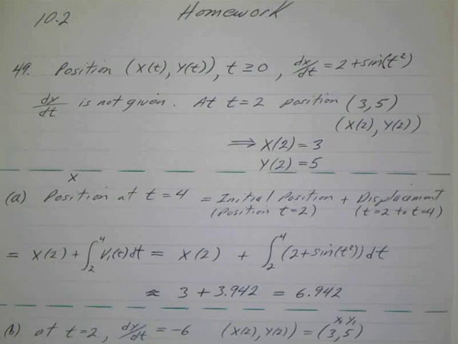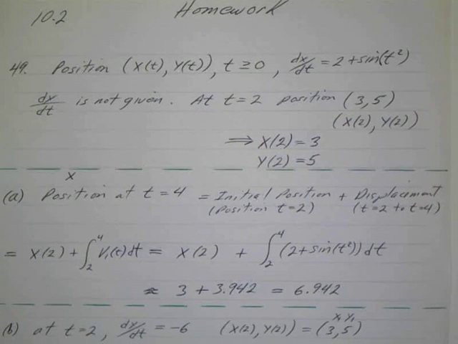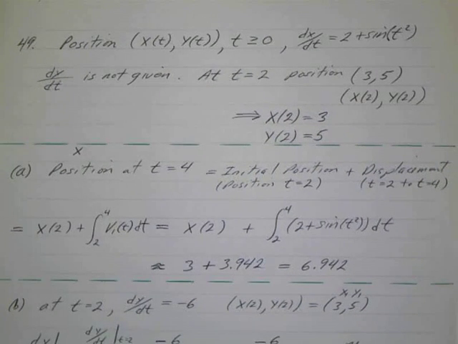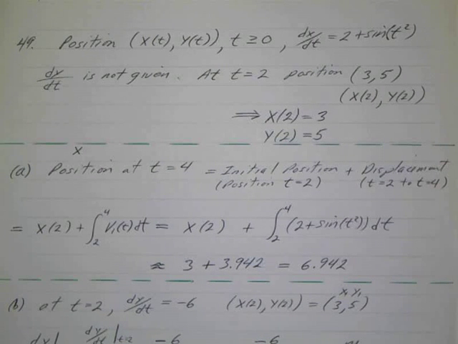At time t equals 2, the object is at the position (3, 5). First of all, find the x-coordinate of the position of the object at t equals 4. Now this is funny because the answer in the book wasn't right, so you just have to check this. So if you looked in the back of the book and you didn't get the right answer, then hopefully you're coming here, because I don't know what they were thinking when they did this one.